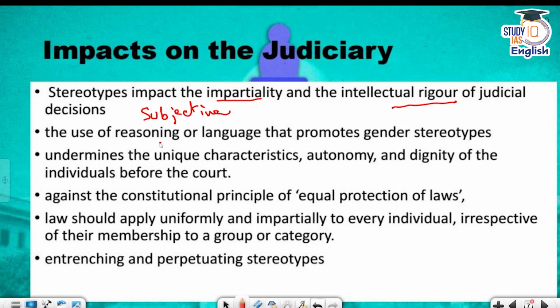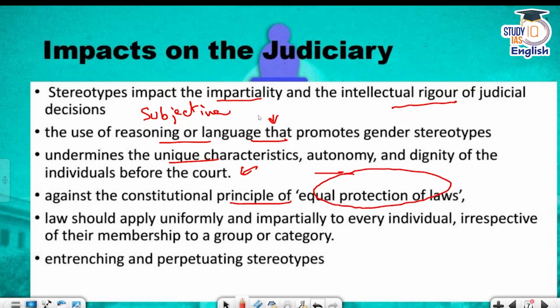So the use of reasoning or language is very important here. That is why there is a list of words which are not acceptable, and preferable substitutes have been given for them. I will go through that as well. It also undermines the unique characteristic, autonomy and dignity of the individuals before a court. And this goes against the constitutional principle of equal protection of laws.